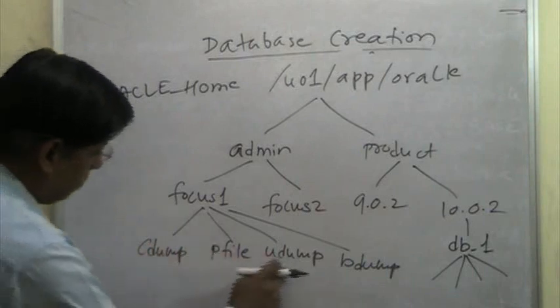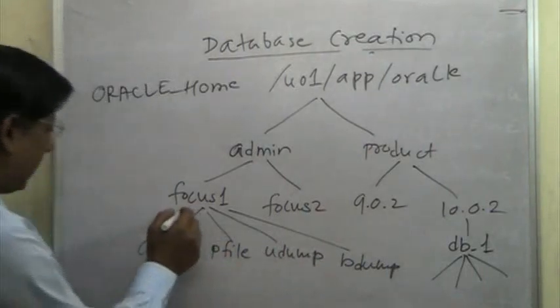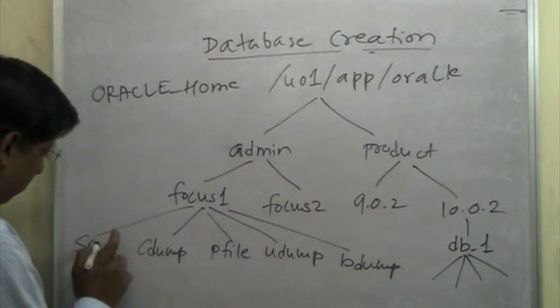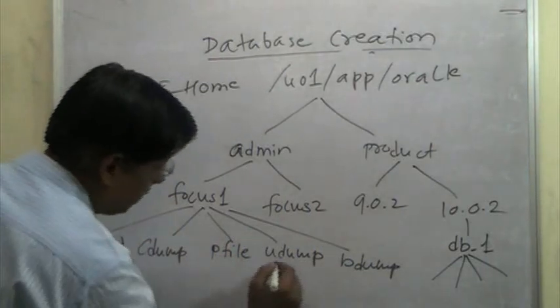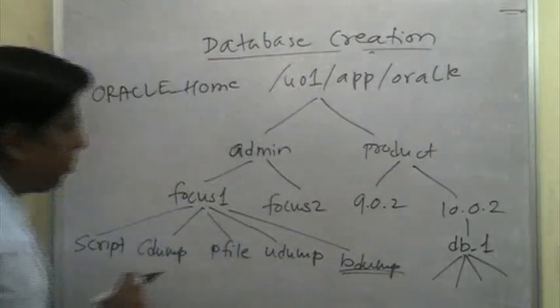I think ubc, and there is adump also. Script, if you want to create that, cript. So, but the important one is the bdump. From my point of view, the important one is the bdump.